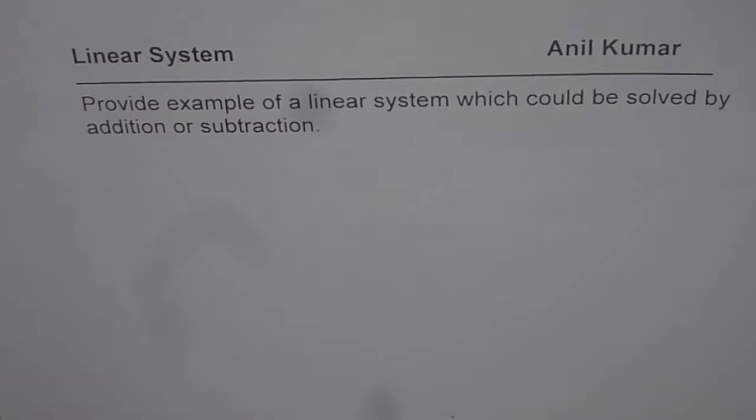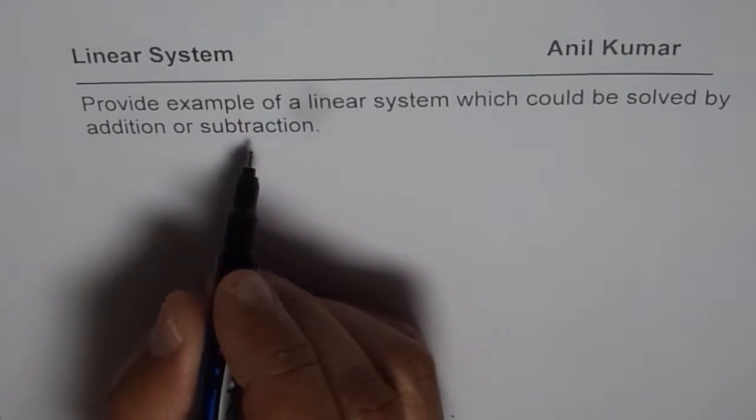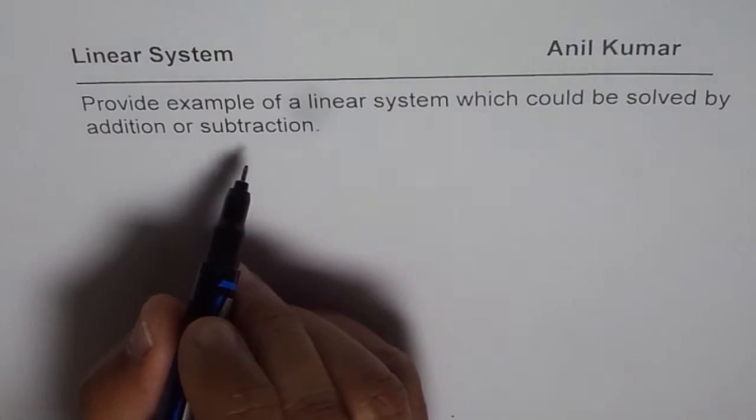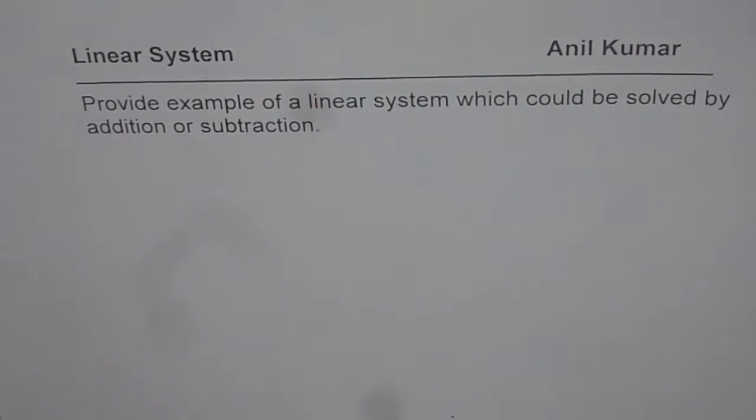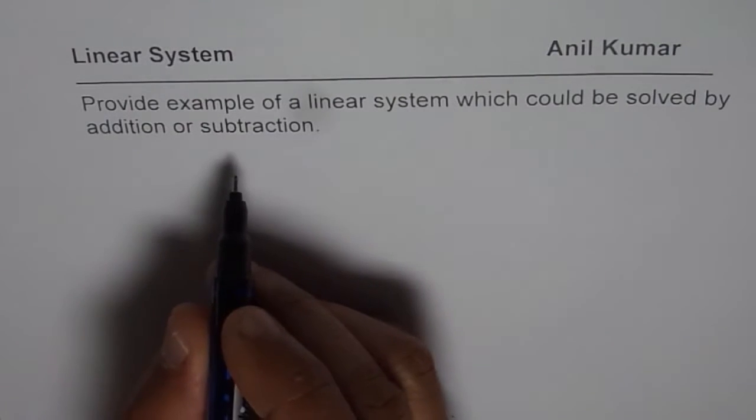The question here is, provide an example of a linear system which could be solved by addition or subtraction. We call this method the elimination method. This is a simple method to eliminate one of the variables. Let's take up an example.